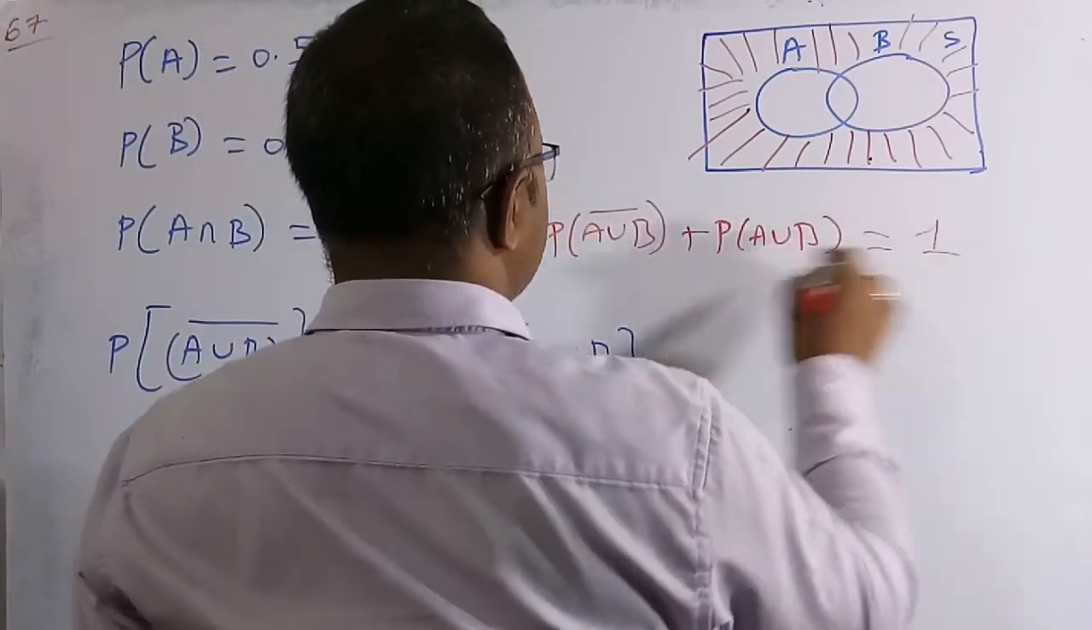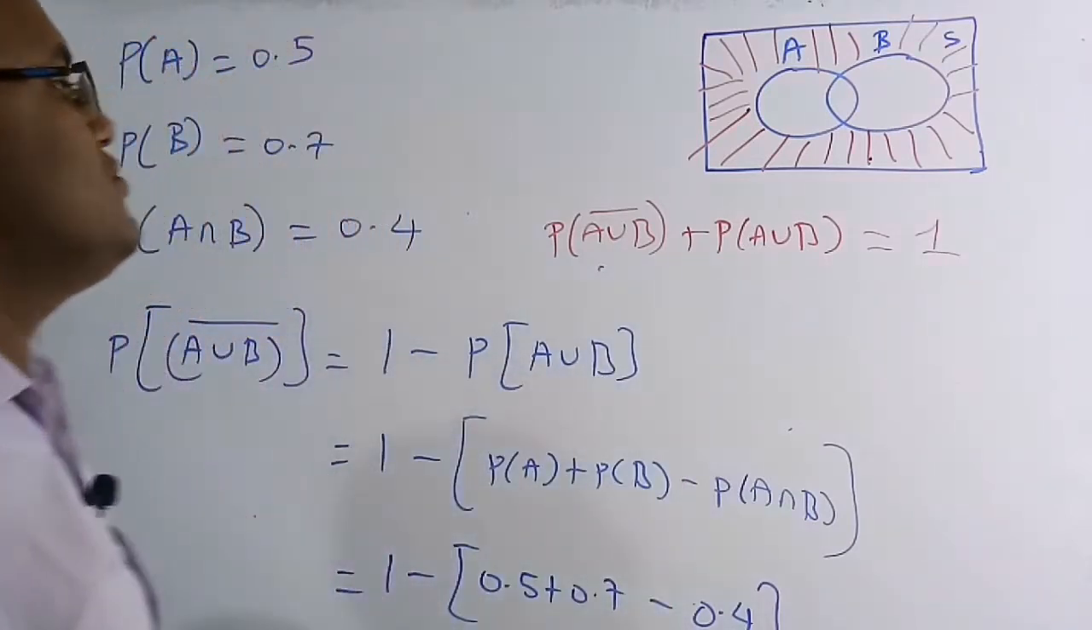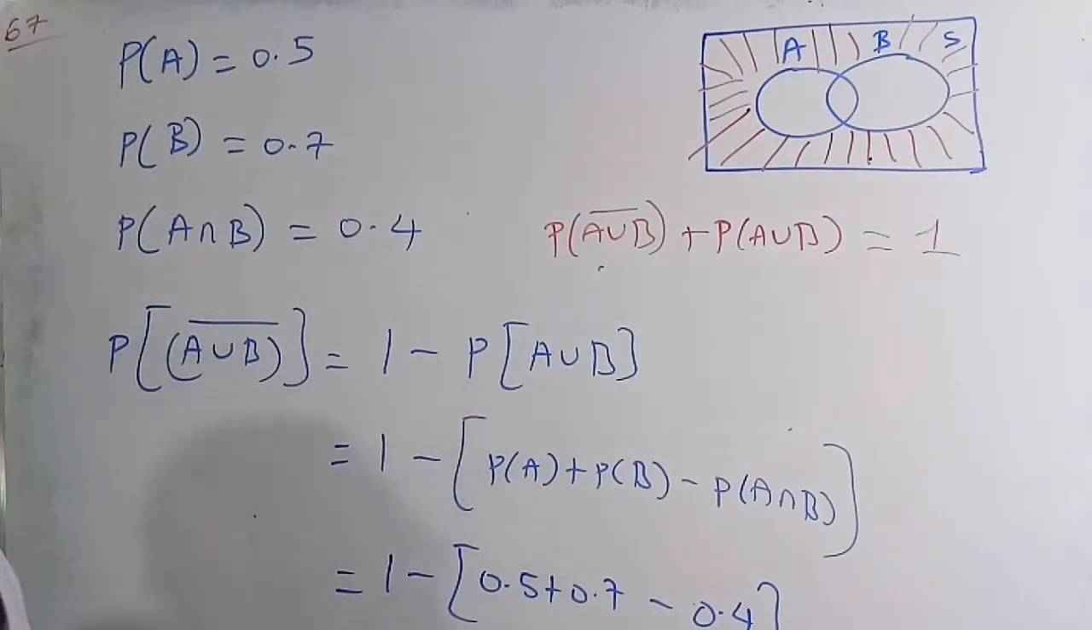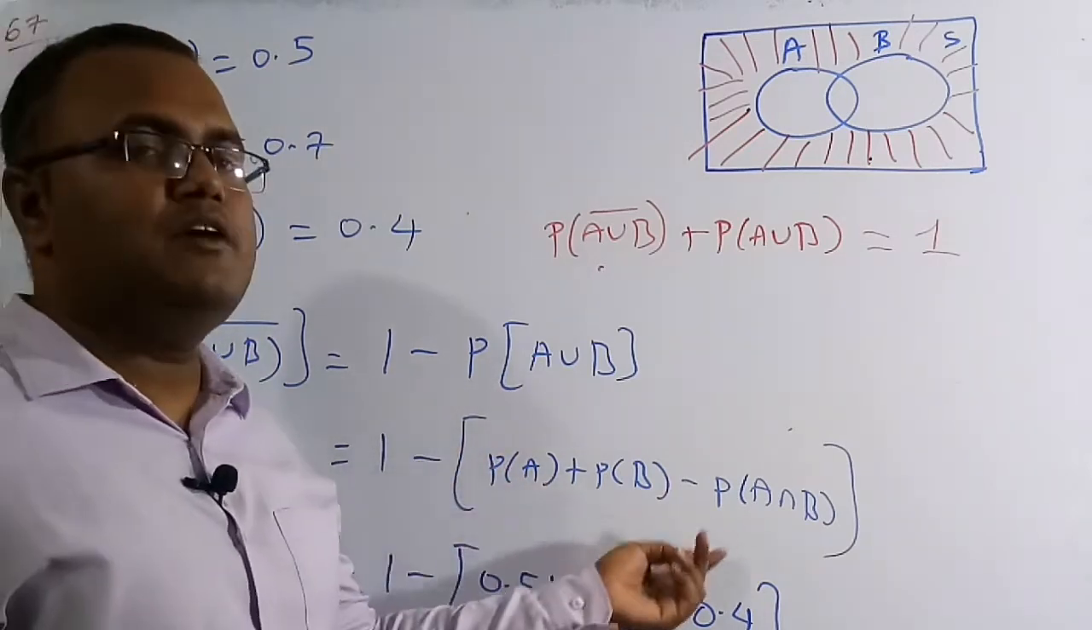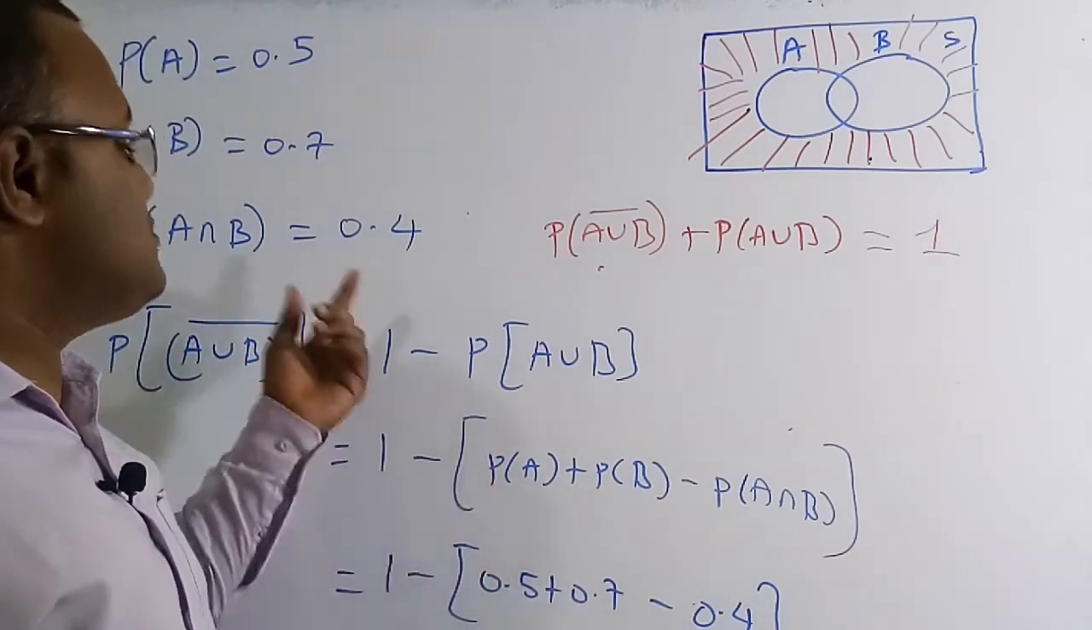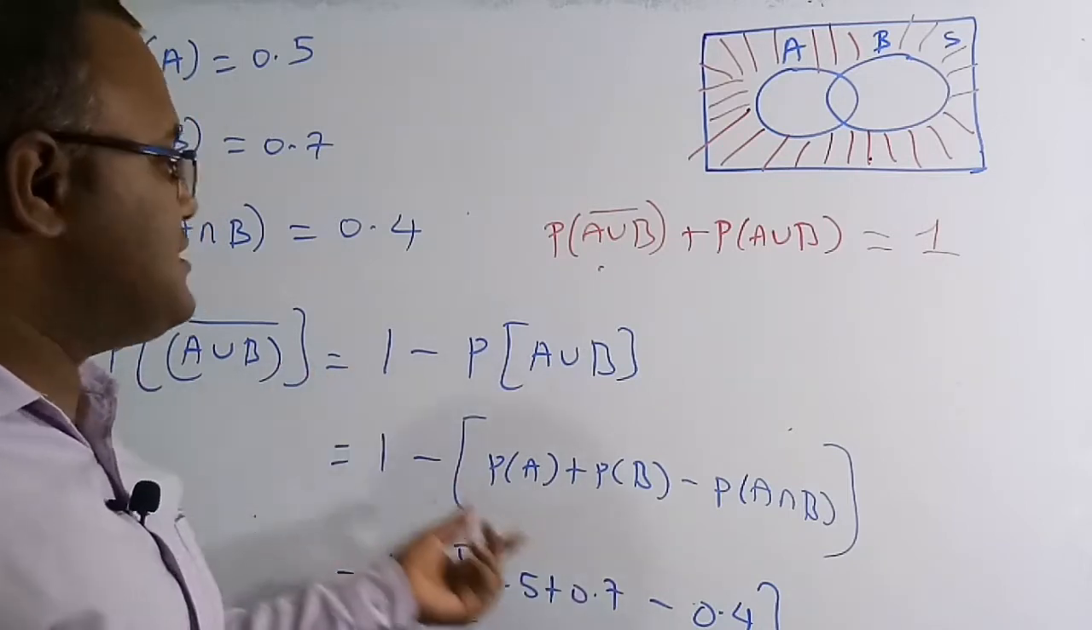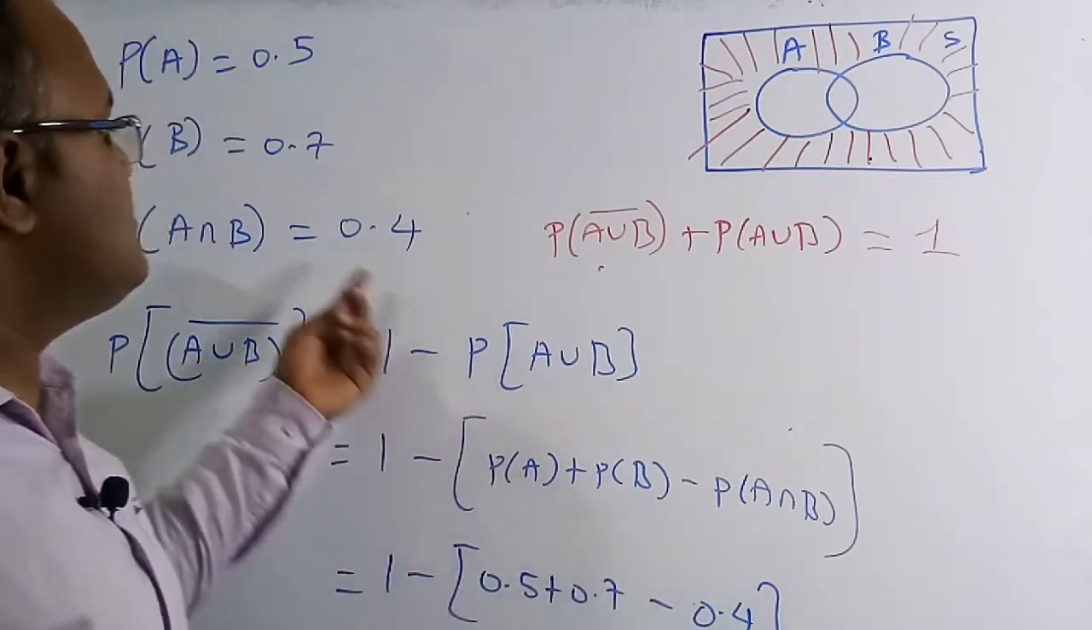The sum is equal to 1. So the probability of A union B complement is equal to 1 minus the probability of A union B. The probability of A union B is equal to the probability of A plus the probability of B minus the probability of A intersection B. The probability of A is 0.5, the probability of B is 0.7, and the probability of A intersection B is 0.4.